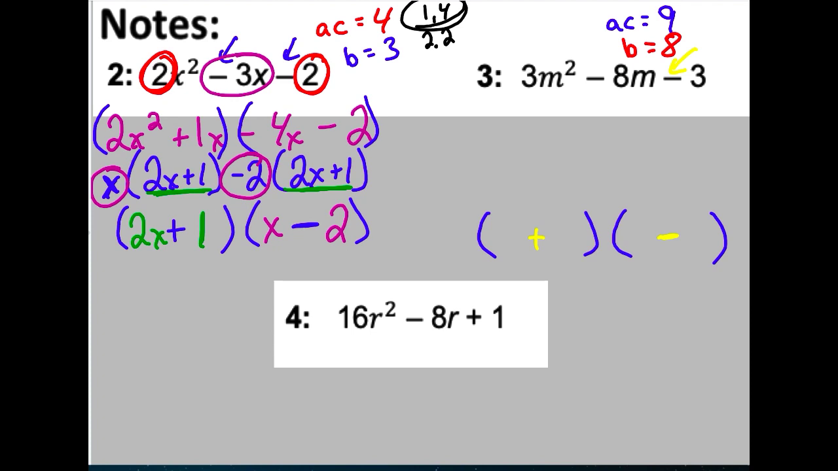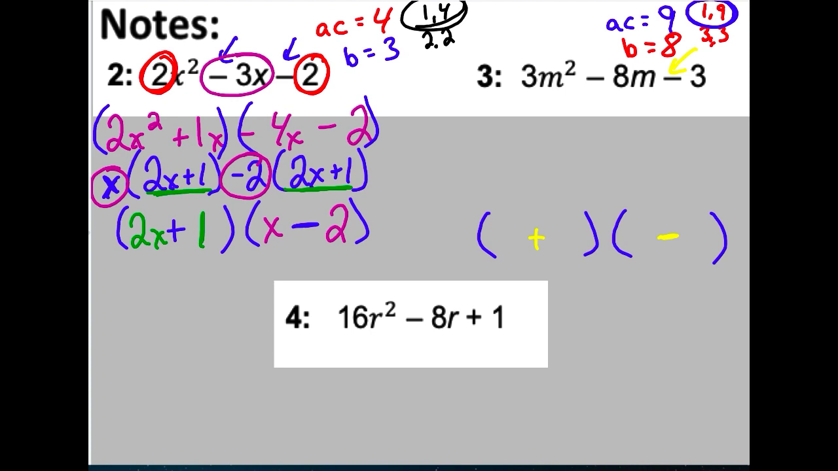So what could I multiply to get 9? Well, I could do 1 times 9, or I could do 3 times 3. But which one is going to give me 8 as a difference? Well, the only one that's going to work is my 1 and my 9. So I know I have to use that combination.